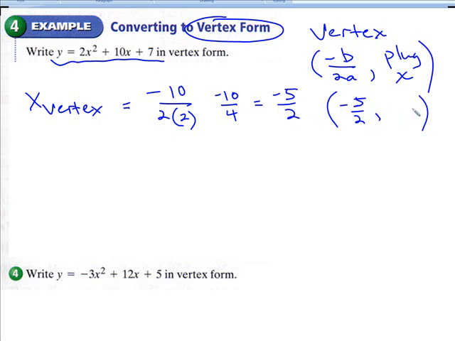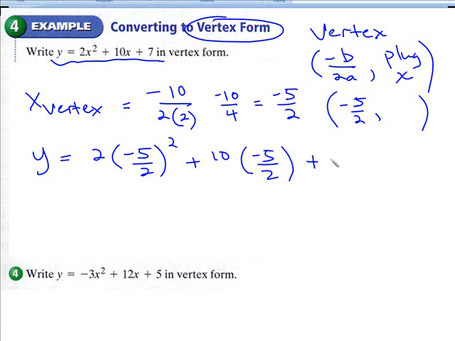To find the y value of the vertex, we have to take x and plug it back into the problem. So y is going to equal 2 times negative 5 over 2 squared plus 10 times negative 5 over 2 plus 7. Okay, so let's work this out.